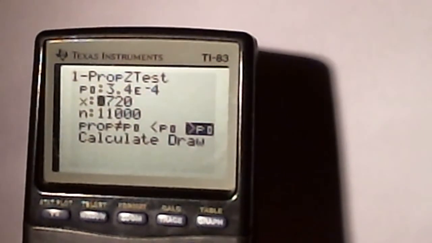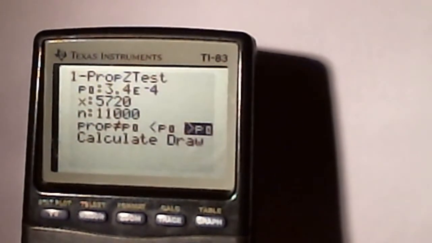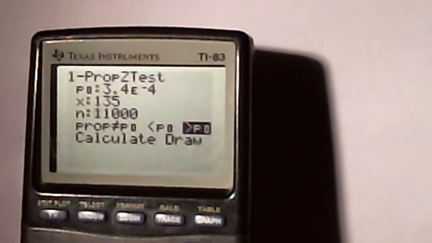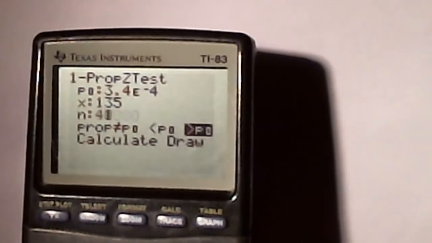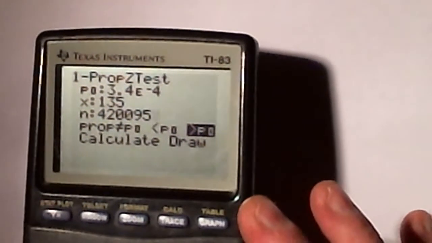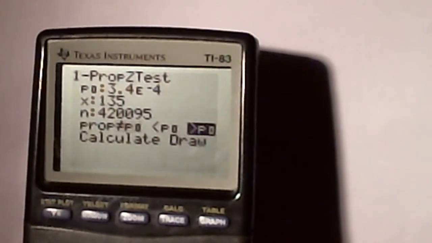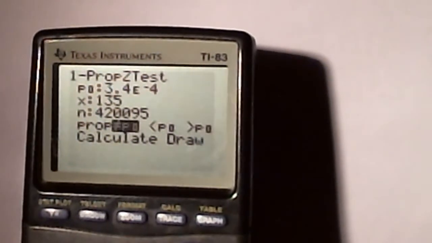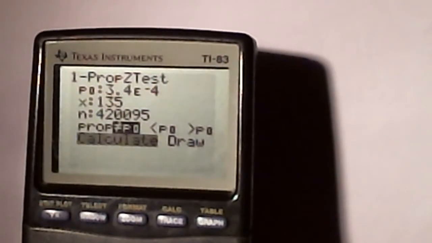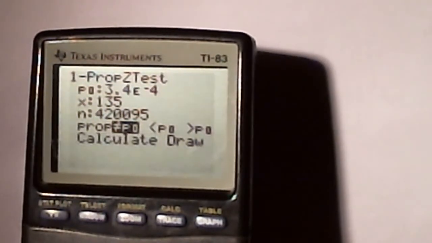X is the number of subjects that actually exhibited the trait of interest, which is 135 subjects. N is the sample size, which was 420,095. And of course, this is a two-tailed test, so we select not equal to for the alternative hypothesis statement. And then we go down to calculate. We're ready to conduct this one proportion Z test.